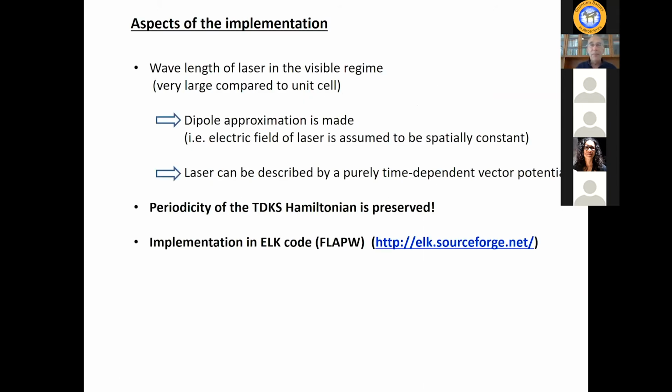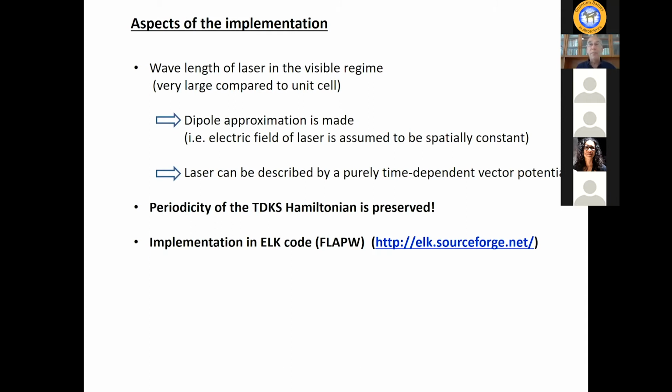Once you have these Pauli spinors, the density and the magnetization density are calculated from these standard formulas. Now, since this is a methodology section, I will talk about a couple of aspects of the implementation. What we want to describe is cases where the wavelength of the laser is in the visible regime, which means that the wavelength is very large compared to the unit cell.